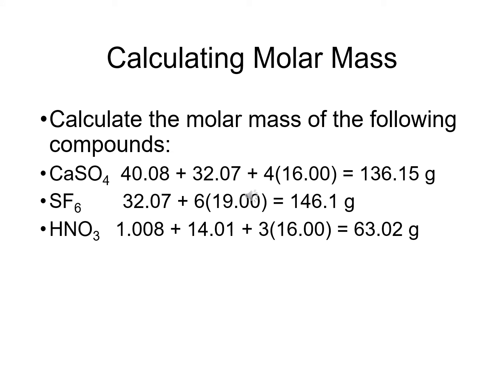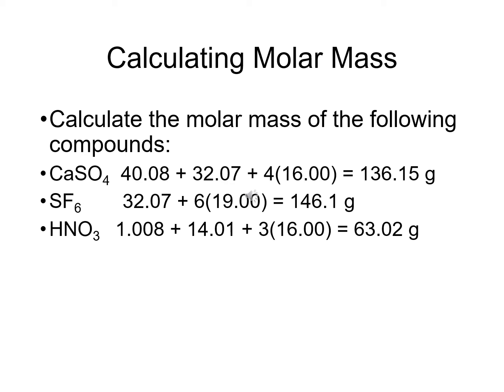So here we are calculating the molar mass of calcium sulfate. Calcium at 40.08 grams per mole plus sulfur at 32.07 grams plus 4 times the molar mass of oxygen, which is 16.00, gives us 136.15 grams of calcium sulfate per mole. Now, if you look at the formula mass that we calculated for the same compound, you'll see we calculated the same number. The only difference is in the units. Now let's take a look at our next compound here.